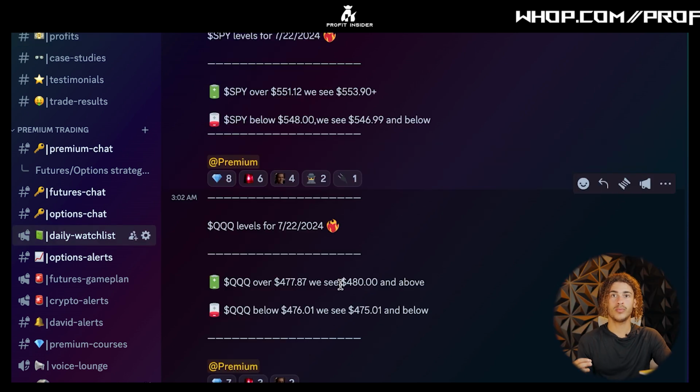So I'm gonna show you the format we use for our daily watch list real quick so you can see how people are making money. So we send out 4 main liquidity levels. So these are levels that price is likely to have a very large reaction off of. We send a level for the upside. We also send levels for the downside. And we basically say if it goes over this level, we expect to see this level. And if it goes under this level, we expect to see that level.